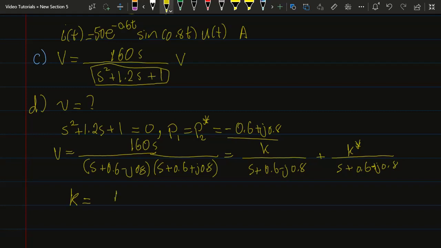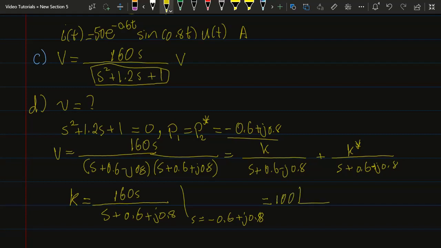So what's going to be left is 160 s over s plus 0.6 plus j 0.8, and you want to evaluate this at s equal to minus 0.6 plus j 0.8. So you need to calculate this in polar form. If you use your calculator, you will find that this is 100, and the phase angle is simply 36.87 degrees.